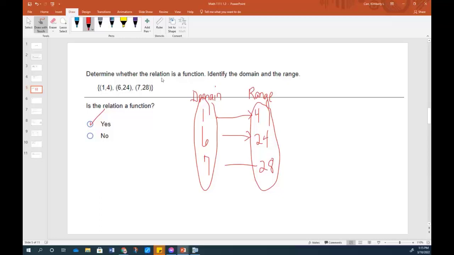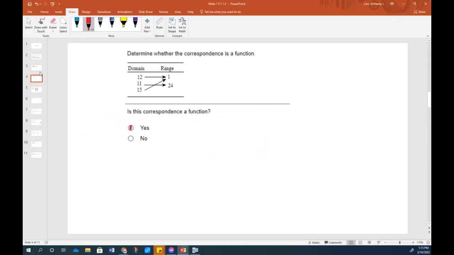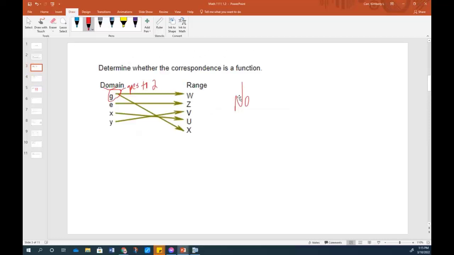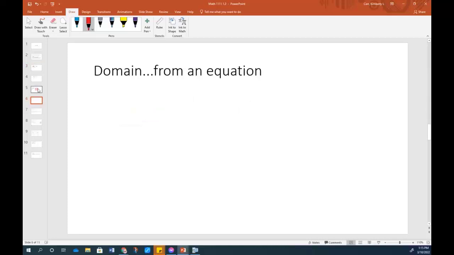A relationship is just any sort of collection of x and y values. It doesn't have to be a function though. So if you have a list like our previous one, this one was not a function, it could still be a relation. Okay, they're still connected in some way.